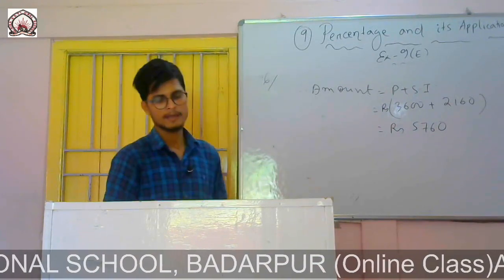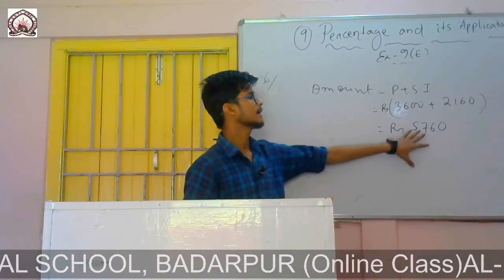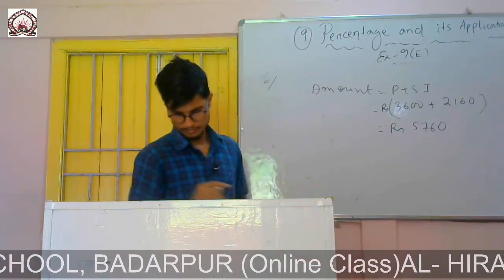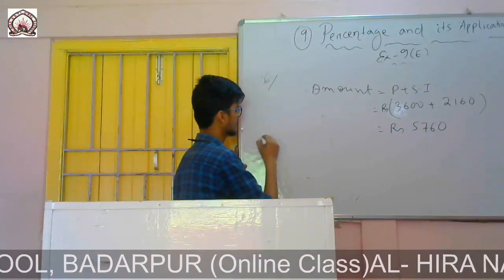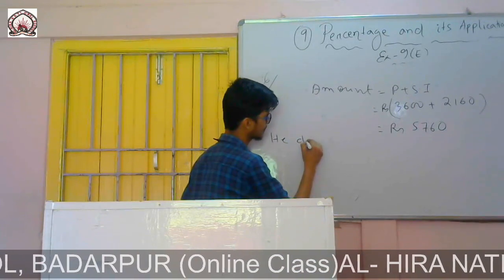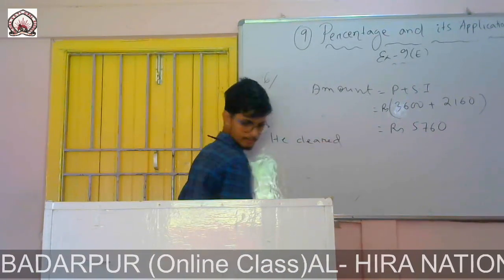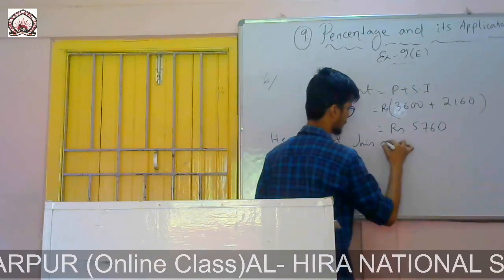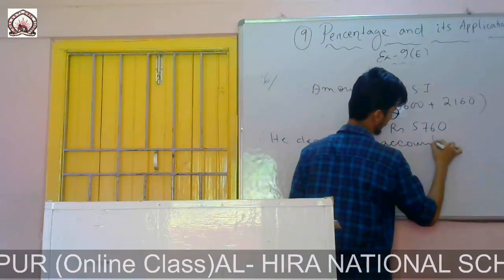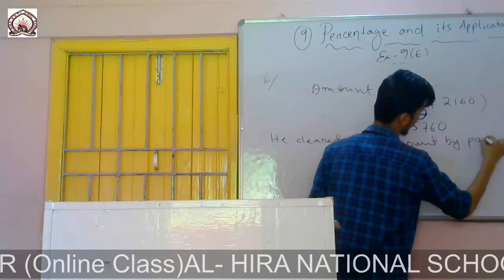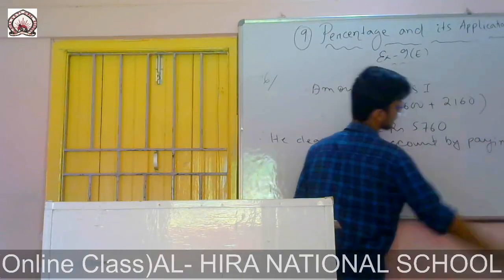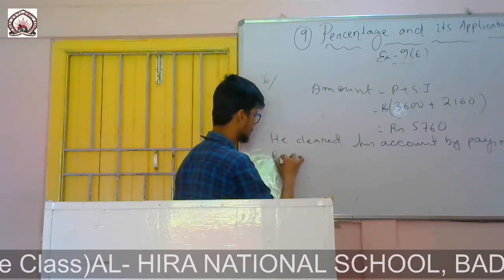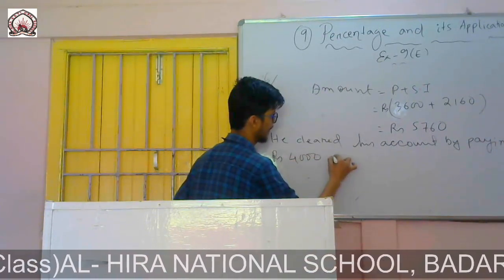Now what did the farmer do? Out of this amount he gave 4,000 and a cow. So since he cleared his account by paying rupees 4,000 and a cow.